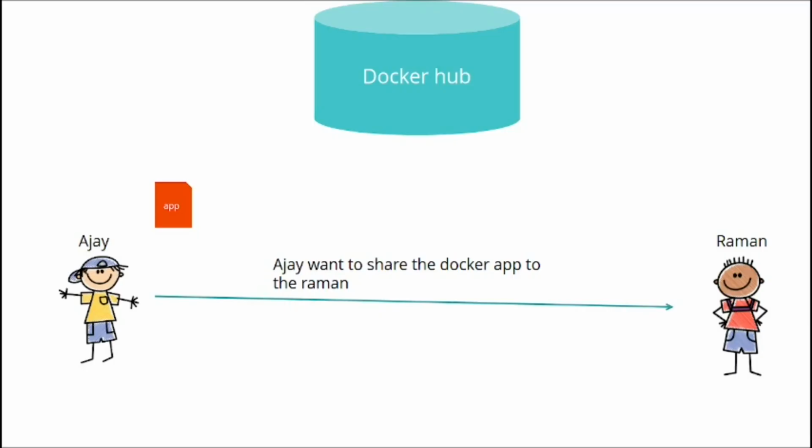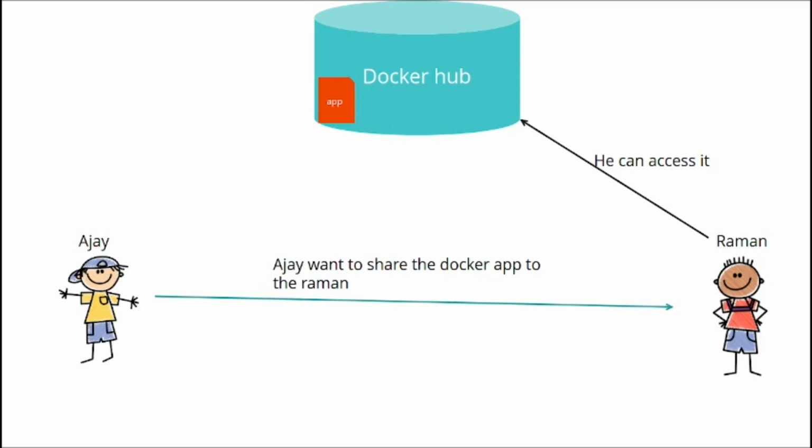To share your Docker application, you have to deploy your Docker application to the Docker Hub server, and then anyone will be able to access your application. In fact, anybody can access your application. He just needs to have Docker installed in his system.